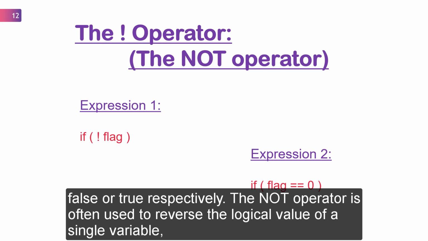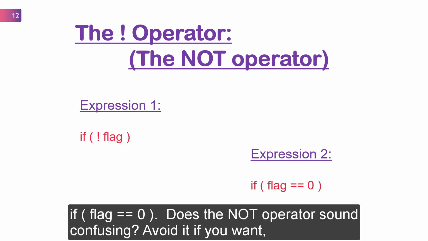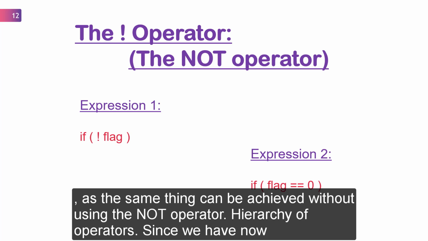The not operator is often used to reverse the logical value of a single variable, as in the expression if (!flag). This is another way of saying if flag is equal to 0. Does the not operator sound confusing? Avoid it if you want, as the same thing can be achieved without using the not operator.